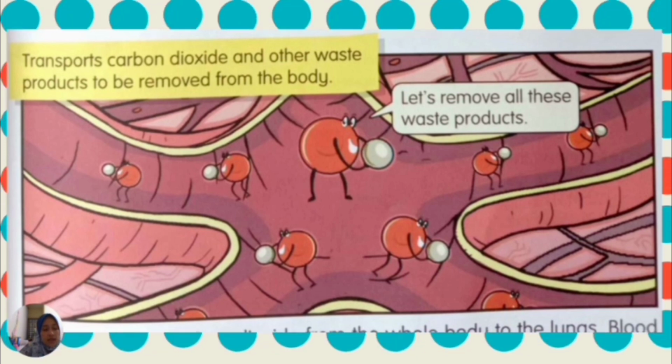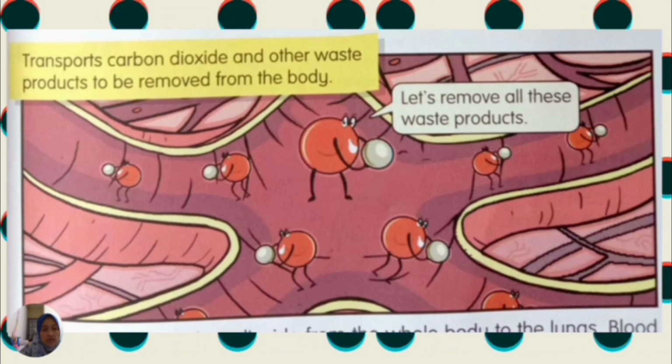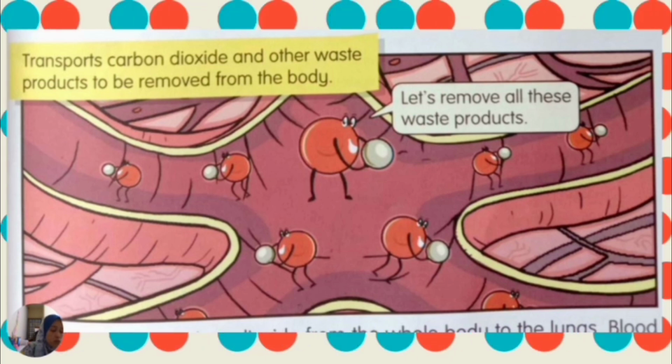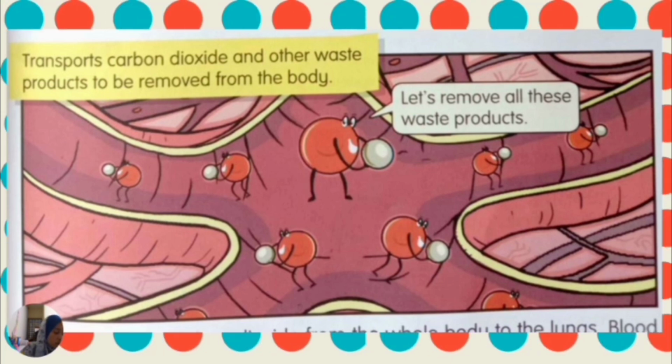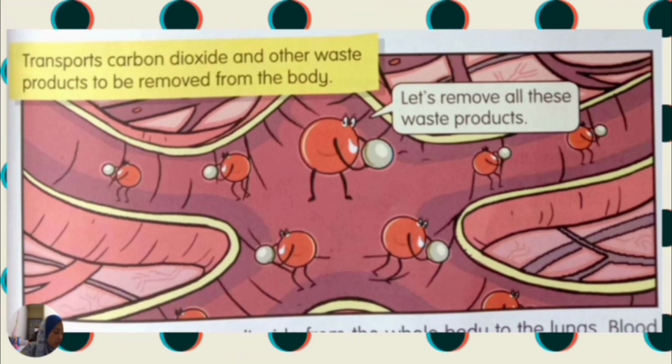It also transports carbon dioxide and other waste products to be removed from the body. Blood transports carbon dioxide from the whole body to the lungs. Blood also transports waste products from the body to excretory organs such as the kidneys, where they are removed.